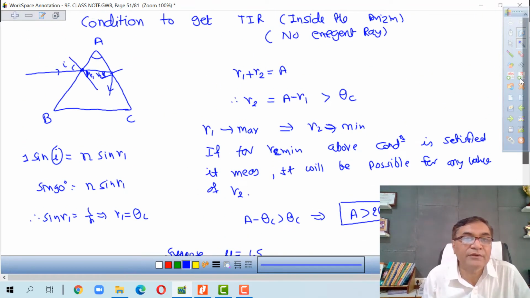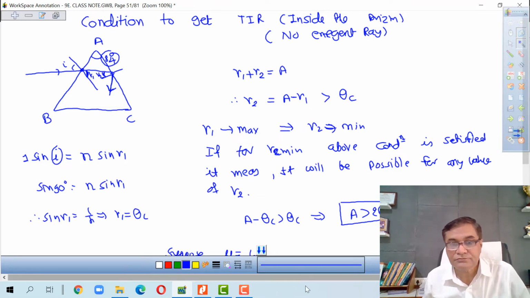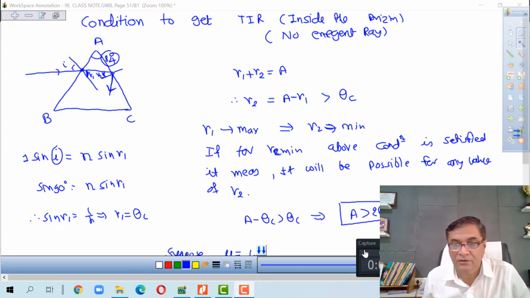તો જો આ એંગલ મારો કેટલો હોવો જોઈએ 84 હોવો જોઈએ અથવા એનાથી વધારે હોય તો ચાલશે, મિનિમમ મારો 84 હોવો જોઈએ. તો આ જો હશે તો રે અહીંયા આવશે ખરું પણ એ બહાર નહીં નીકળે, રિફ્લેક્ટ થઈ જશે. So this is the condition. Understood? Okay.